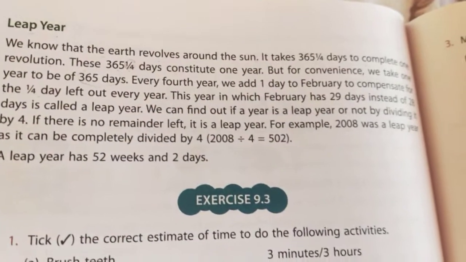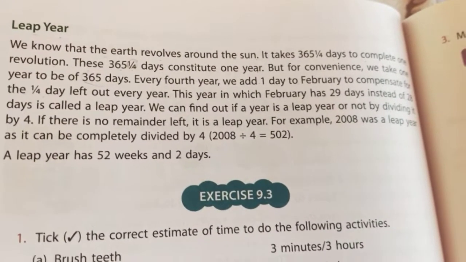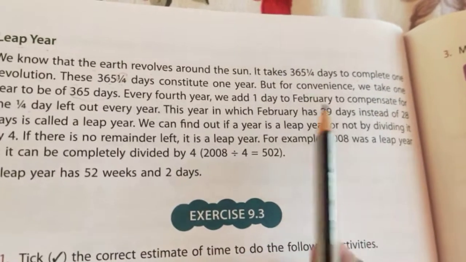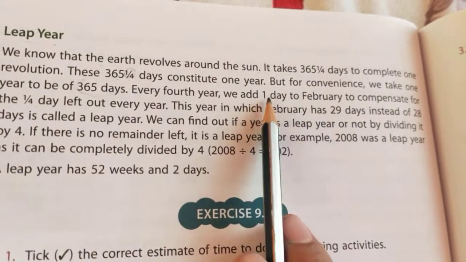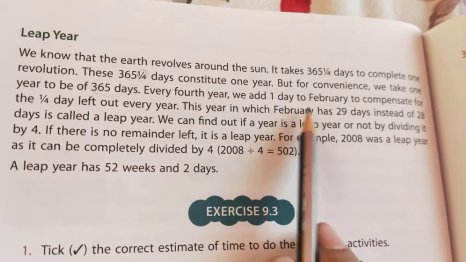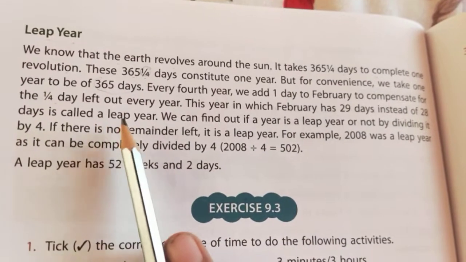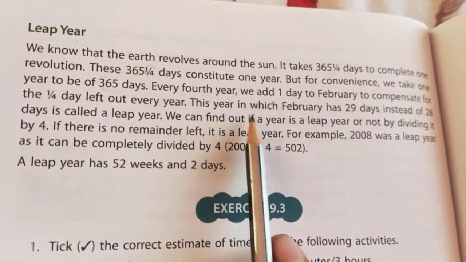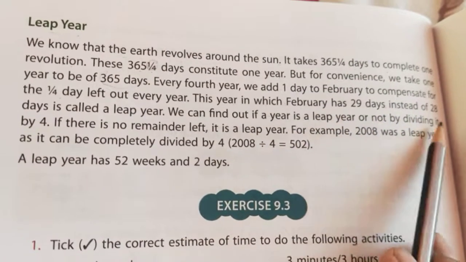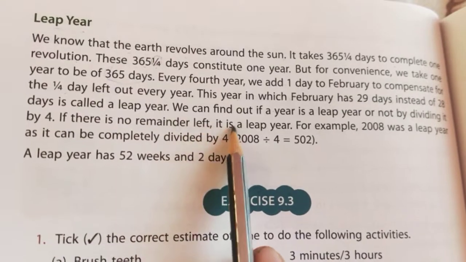So every year you leave out 1/4 of a day. That will be added up on the 4th year in the month of February as 1 day. This year, in which February has 29 days instead of 28 days, is called a leap year. We can find out if a year is a leap year or not by dividing it by 4. If there is no remainder left, it is a leap year.